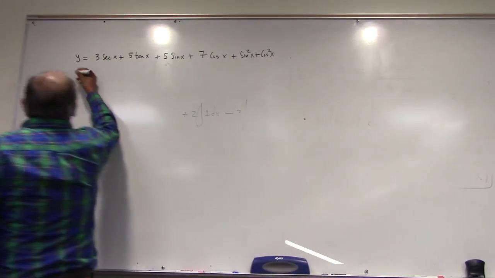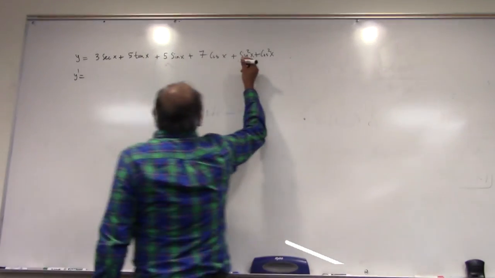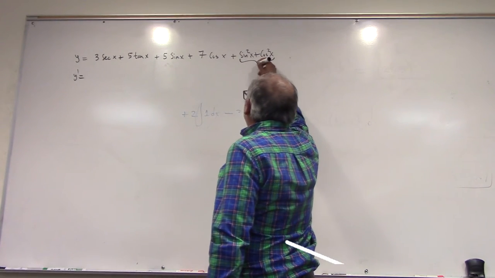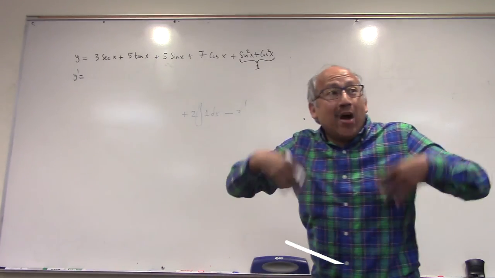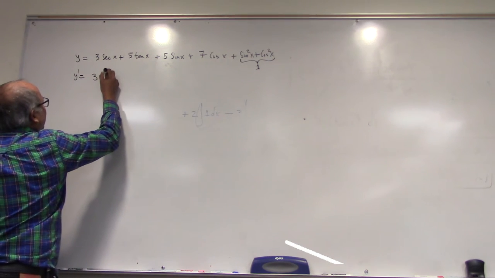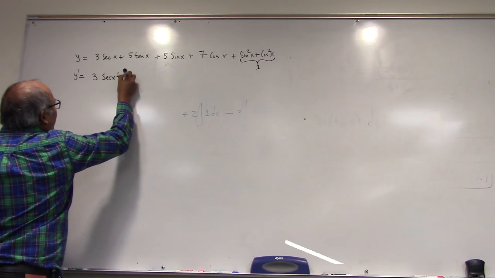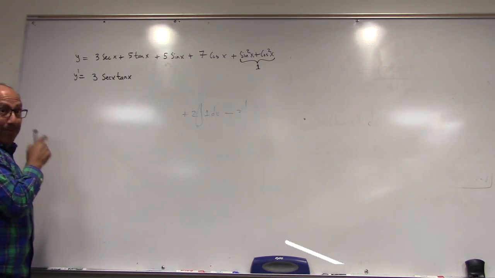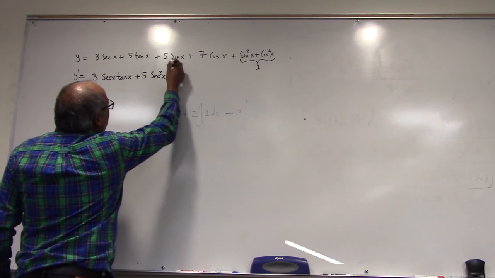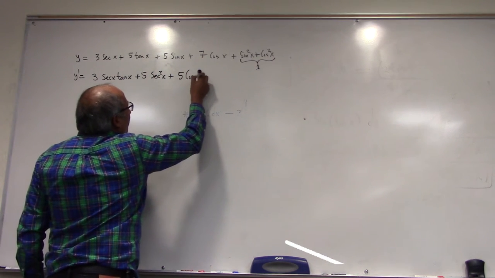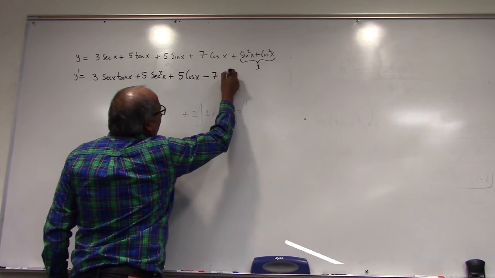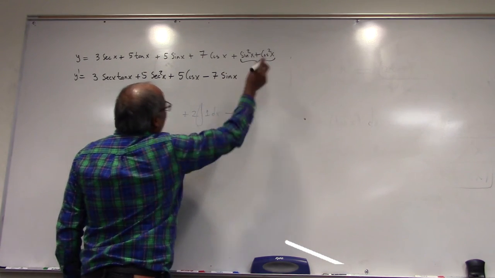That's it, let's do the problem, right? First, let's recognize that sine squared plus cosine squared is the same as one. Now, I'm going to take the derivative. Derivative of secant is secant of x, tangent of x. Five, derivative of tangent? Secant squared of x. Derivative of sine? Cosine. And derivative of cosine is going to be minus, so minus 7 times sine of x. And derivative of 1 is zero. That's it.